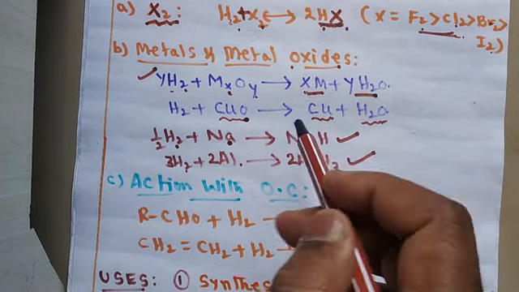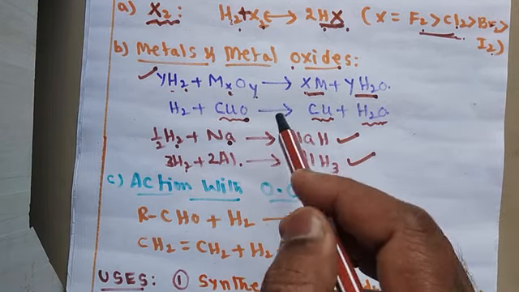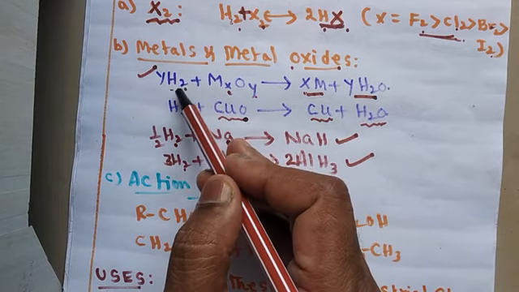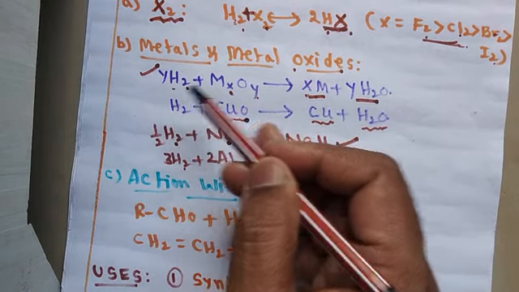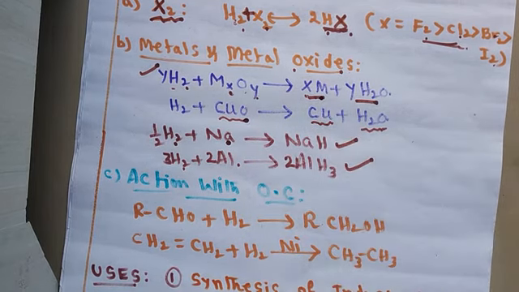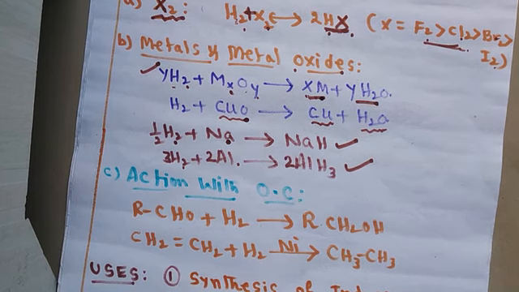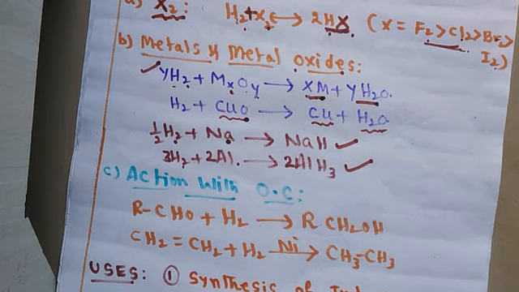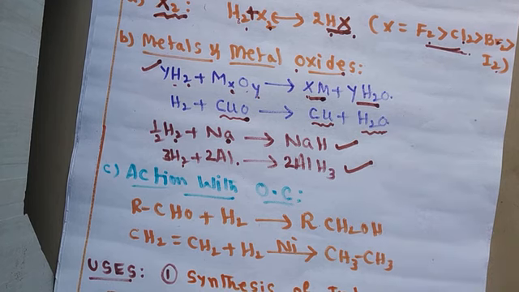Next, children, the same principle is also used in the extraction of metals. In this reaction hydrogen acts as a reducing agent. It reduces metal oxides to the corresponding metals. This application is used especially in metallurgy, children. For the extraction of metals like tungsten and molybdenum, we use this principle only, children.